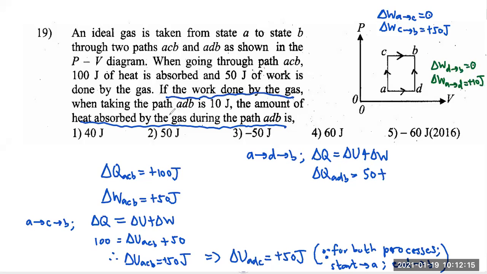If the work done by the gas when taking the path ADB is 10, so it's plus 10, right? Careful, that is delta W ADB, plus 10. So delta Q ADB, finally we are getting plus 60 joules. Plus 60 joules, and that should be the fourth answer. Fourth one is the answer.